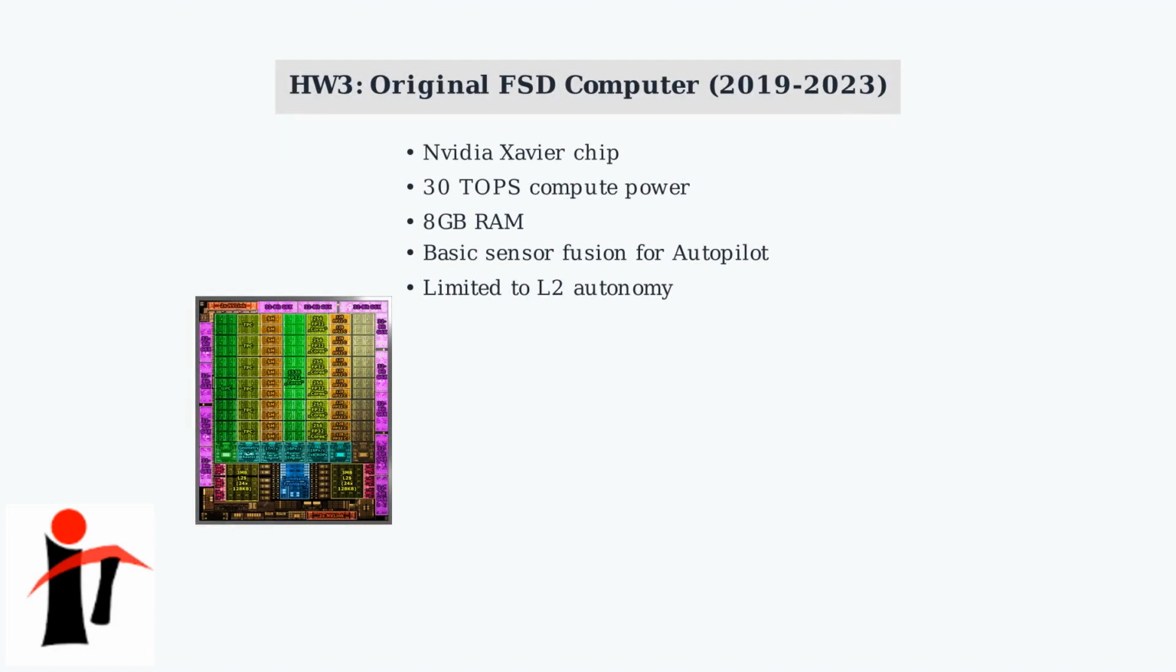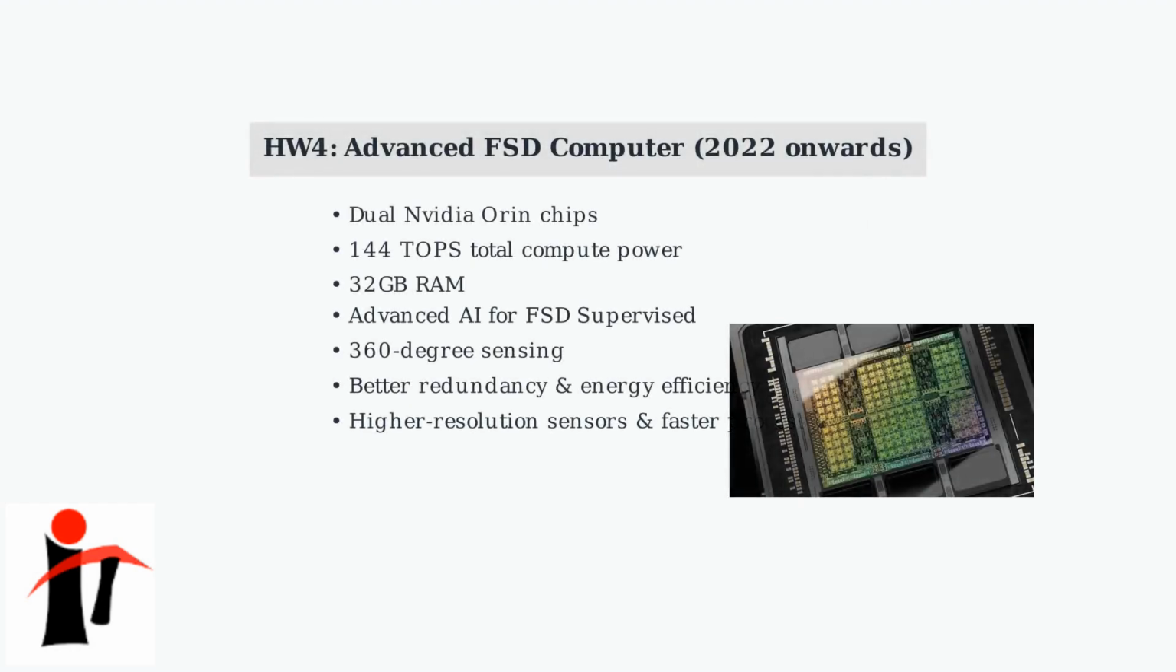HW3, introduced in 2019 through 2023, was Tesla's original FSD computer. It uses a single NVIDIA Xavier chip providing 30 TOPS of compute power along with 8 gigabytes of RAM. This hardware supports basic sensor fusion for autopilot features, but is limited to Level 2 autonomy and struggles with complex driving scenarios.